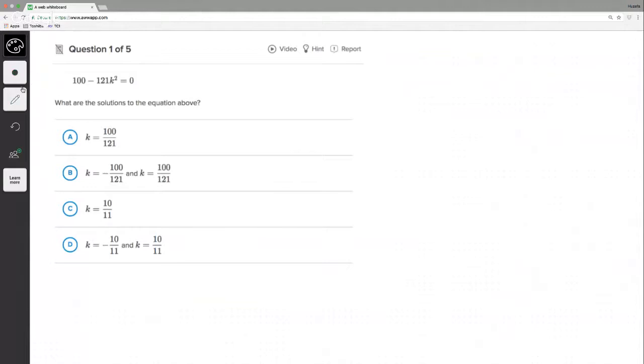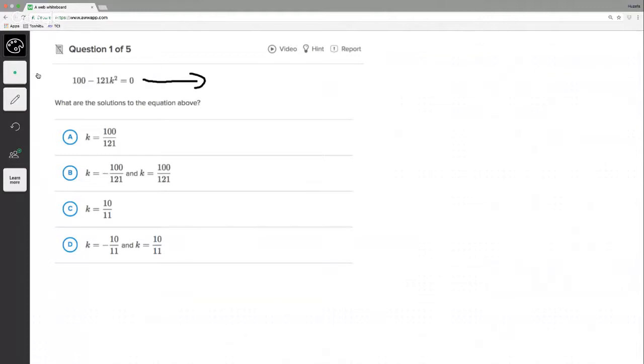Anyways, let's begin. Okay, so we're just saying, what are the solutions to the equation above? What makes this a quadratic equation, by the way, is there's an exponent, something to the second power. Whenever the highest power is squared, it's quadratic. So how will we solve something like this? You have to recognize that this is a difference of squares.